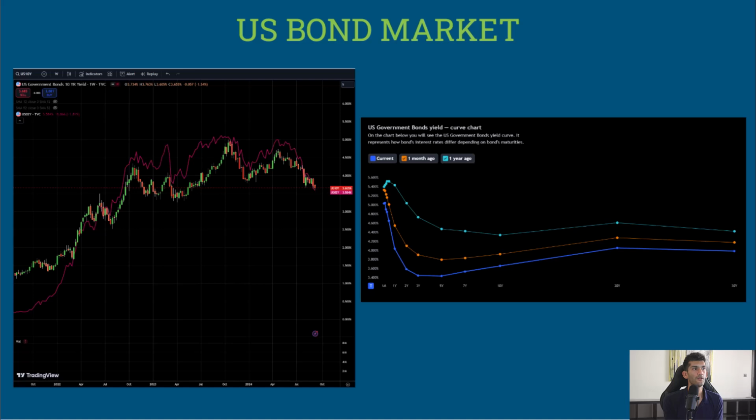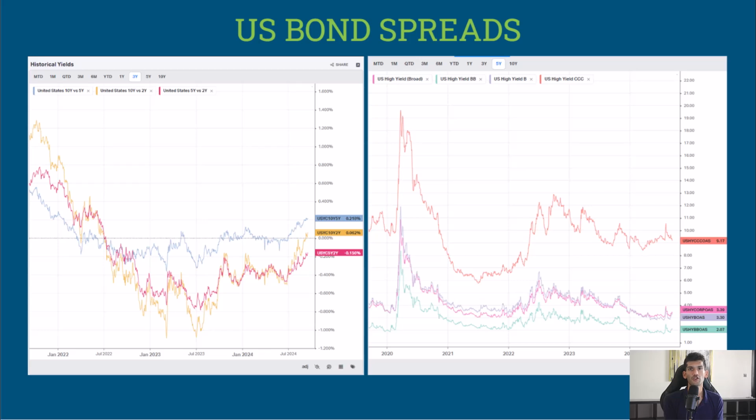When we look at the US yield curve, we can see that rates have been moving down meaningfully across all durations. That's a significant move preceding a significant change in the interest rate regime. The break-even rate, which is basically the US 10-year yield minus the US 2-year yield, is now finally positive after many, many months. I don't really know what it means.